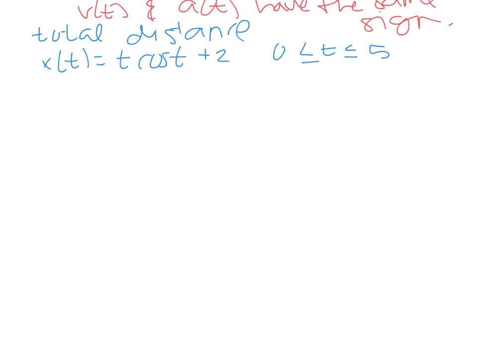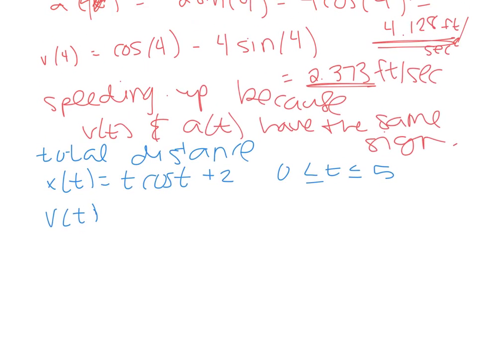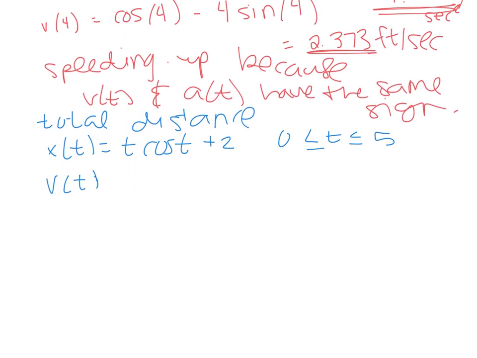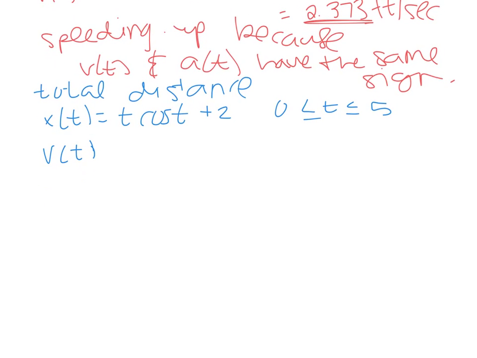Okay, if your particle stopped, that means you're stopped when your velocity equals 0. So we know then, because we already figured it out, but of course it's not on the screen so I can't see it, that velocity is cosine of t minus t sine of t. So let's write that down.